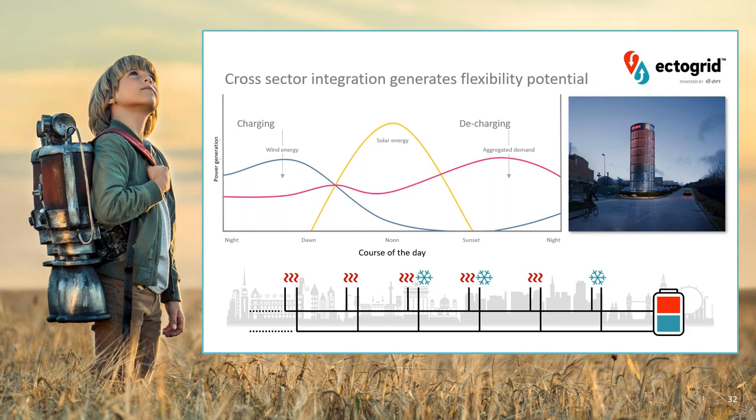In conclusion of it all, we really think that ectogrid can combine this commercial and thermal optimization as well as radical decarbonization, and can be a binding element in the whole discussion of smart sector integration between power, heating, cooling as well, and gas.